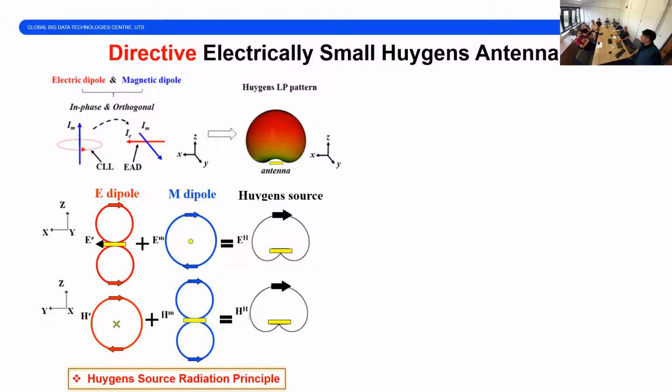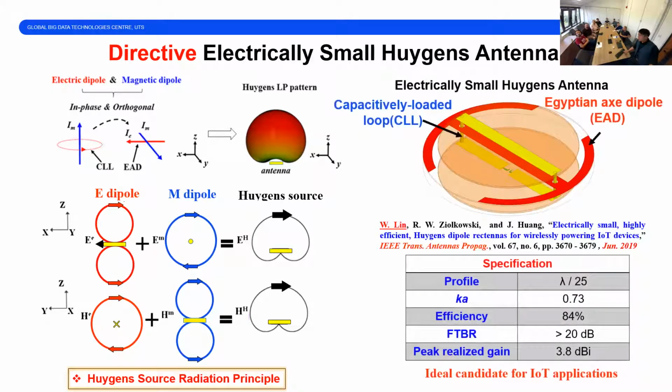It has many interesting characteristics, like a very wide beam width. A very wide beam means very wide radiation coverage, or radiation capture capability, and also a high front-to-back ratio. And the gain is also stable compared with the conventional dipole antenna. So based on this concept, we developed the electrically small Huygens antenna.